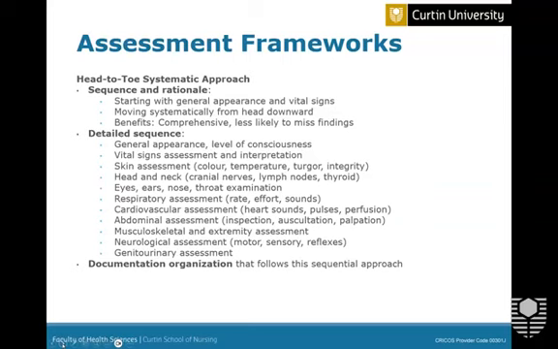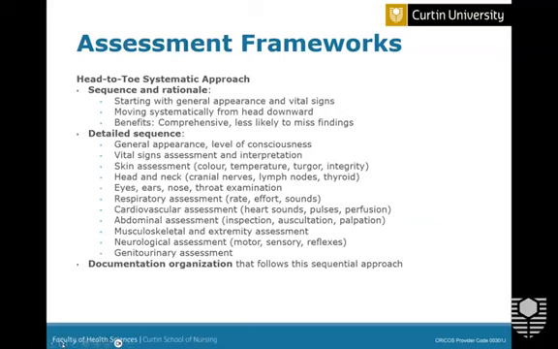So there's a detailed sequence around general appearance, their level of consciousness, vital sign assessment and interpretation, your skin assessment, and that looks at colour, temperature, turgor and integrity. Head and neck assessment looks at the cranial nerves, lymph node, thyroid, for example. Eyes, ears, nose and throat assessment, respiratory assessment, cardiovascular assessment, abdo assessment, musculoskeletal and extremity assessment, neurological assessment, motor sensory and reflexes, and genitourinary assessment.